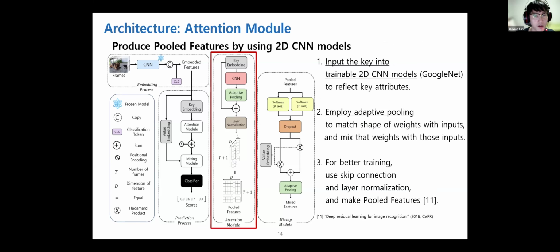This is the process of the attention module. It creates pooled features by using 2D CNN models. We use skip connection to train CNN models better. And then we utilize an adaptive pooling layer to handle the various lengths of videos.